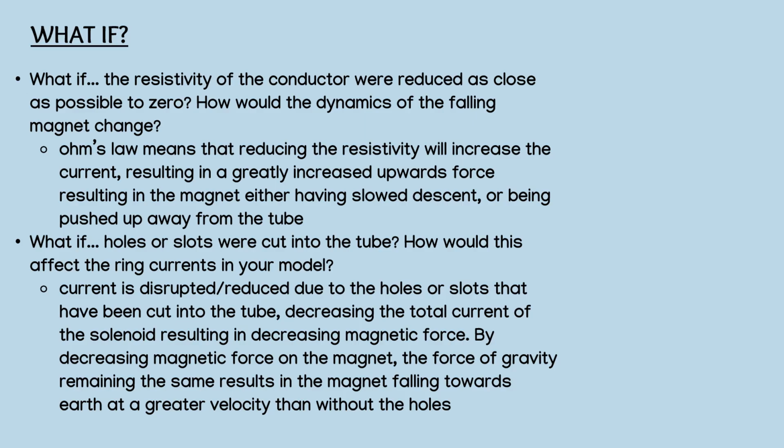Now to wrap things up, if the resistance of the conductor were reduced to as close to zero as possible, we'd have to look to Ohm's law, which says that reducing the resistivity will increase the current, resulting in an increased upwards force, and the magnet would either have a slow descent or be pushed up away from the tube. If holes or slots were cut into the tube, the current would be disrupted and would decrease drastically. However, the force of gravity would remain the same, so the magnet would accelerate downward at a faster rate.